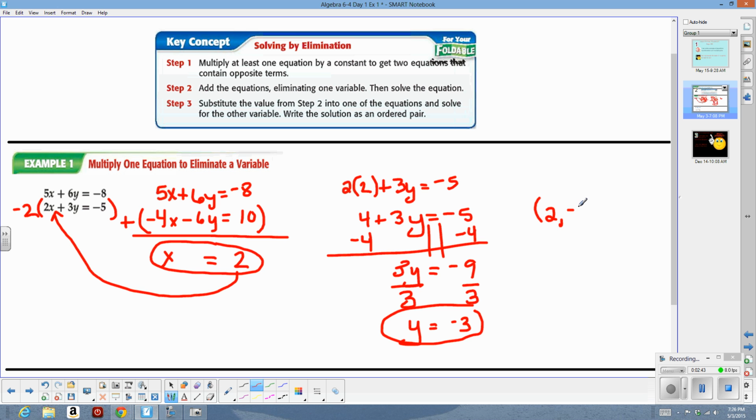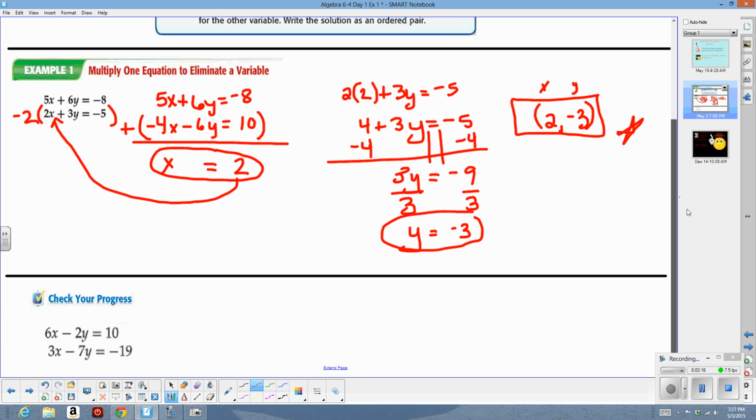That's the one point that works in both equations. And you can check it by plugging in 2 for x and -3 for y. 5 times 2 is 10. 6 times -3 is -18. 10 plus -18 is -8. Down here, 2 times 2 is 4, and 3 times -3 is -9. 4 plus -9 equals -5. We have a winner. The solution to this system is 2, -3.